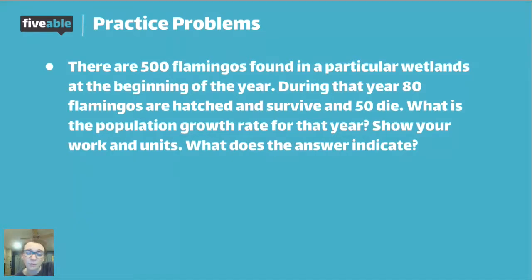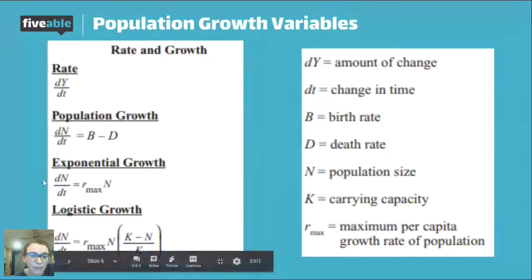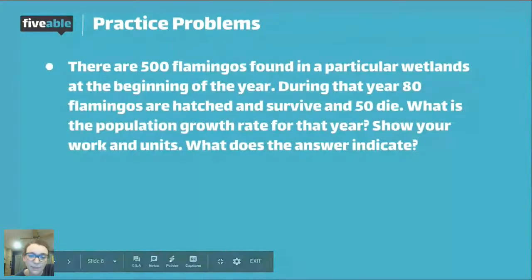Okay, so hopefully this one was really easy. We have 500 flamingos found in a particular wetland at the beginning of the year. During that year, 80 flamingos are hatched and survive and 50 die. If you go back to our equation list, we're looking for population growth. We have birth rate, we have death rate. So what is the population growth rate for that year? Show your work and units.